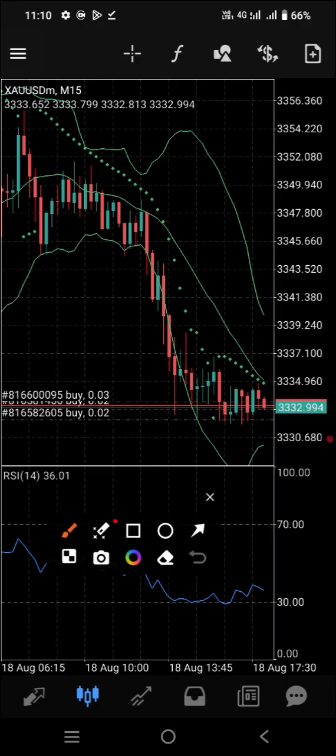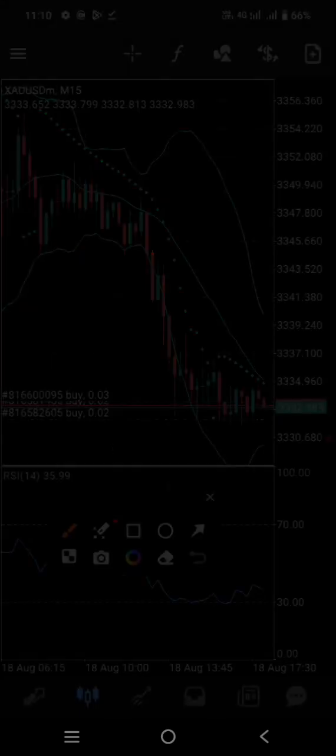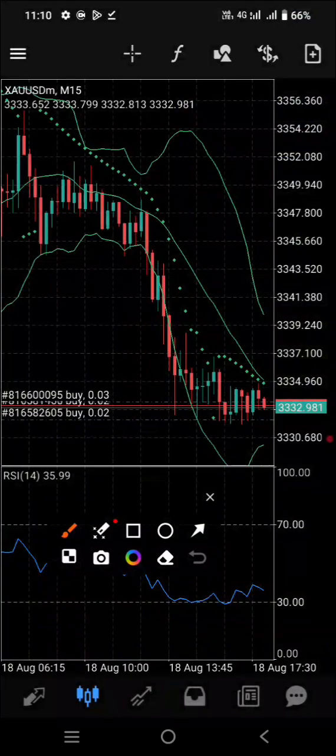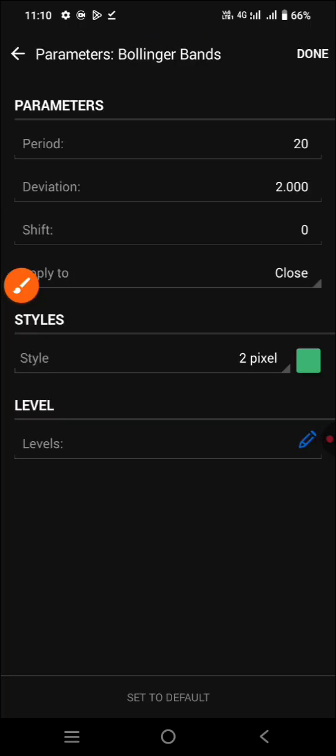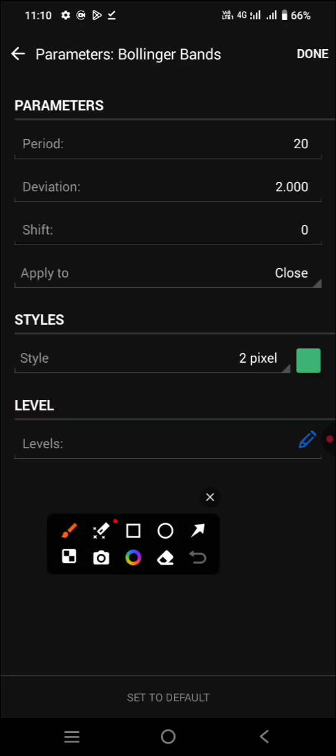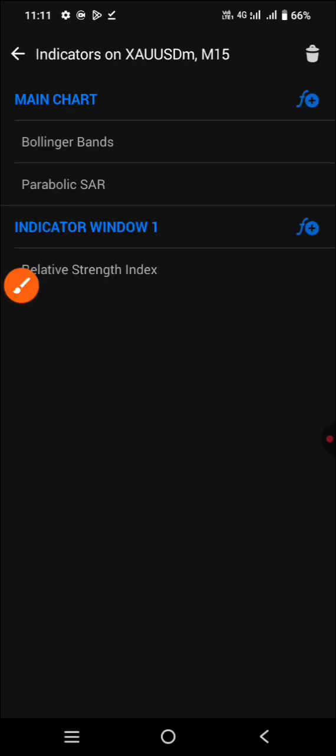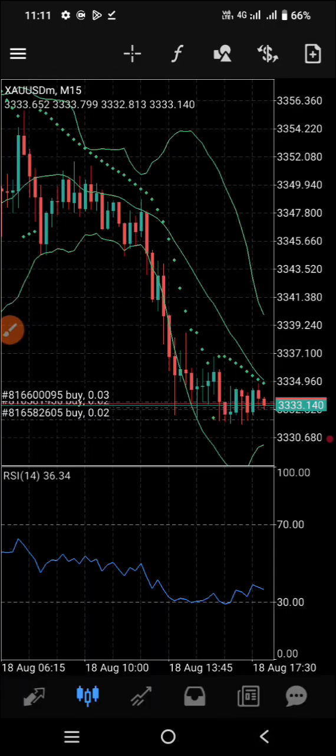Indicator setup: Bollinger Bands. Open your MT4 or MT5 chart. Click Insert, Indicators, Trend, Bollinger Bands. Set period to 20. Set deviation to 2. Set shift to 0. Apply to close. Click OK. Two lines appear above and below price. These lines help identify overbought and oversold levels.